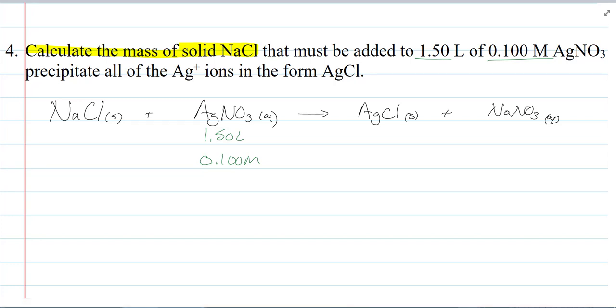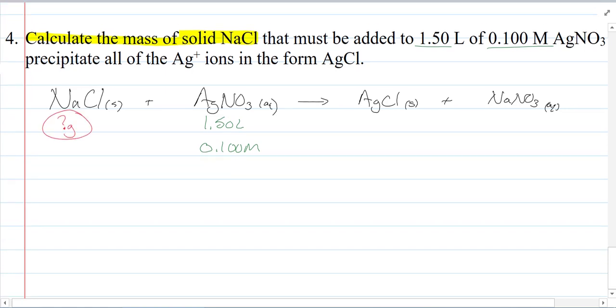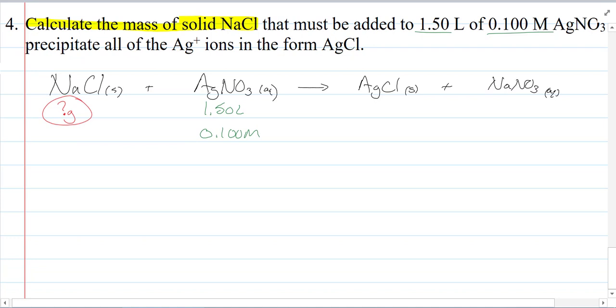And we're looking for how many grams of table salt, sodium chloride, to add. Is it a limiting reactant? No. We'll start with the silver nitrate. And what do I start with? The amount, 1.50 liters of my AgNO3. And we're going to multiply. For every 1 liter of silver nitrate, I have 0.100 moles of AgNO3.